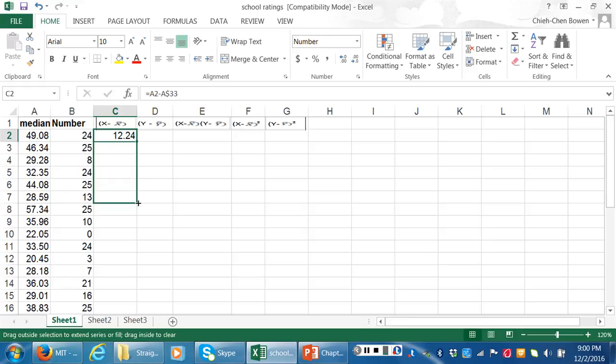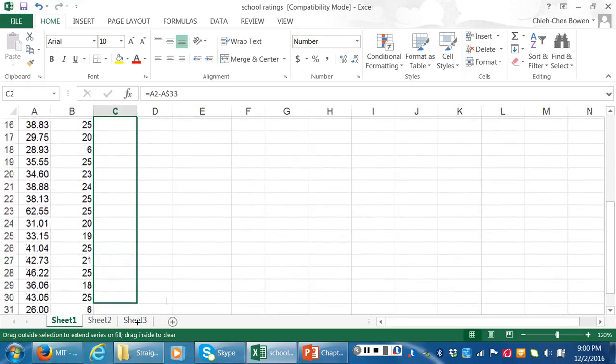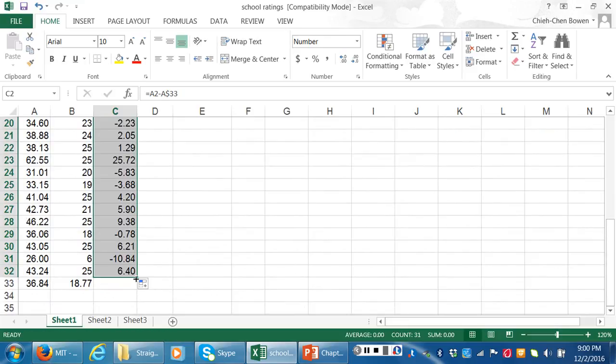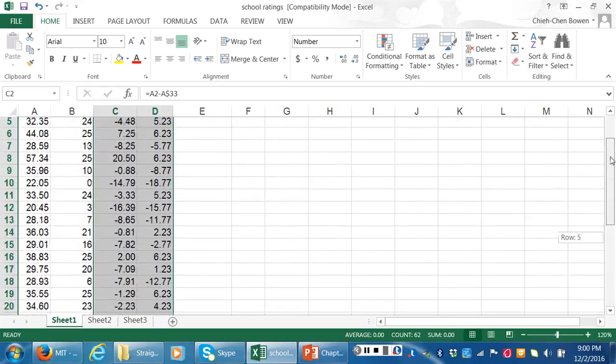Copy and paste all the way to the last value right here. And we need to do y minus y bar. We can do the same operation, just drag it over. So I have my y minus y bar.